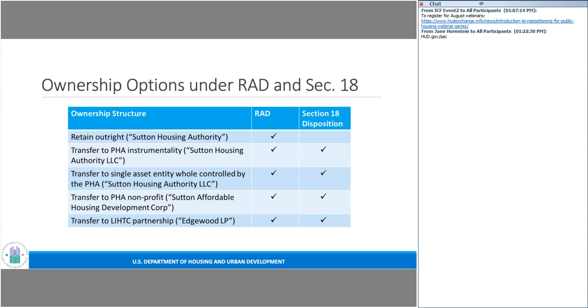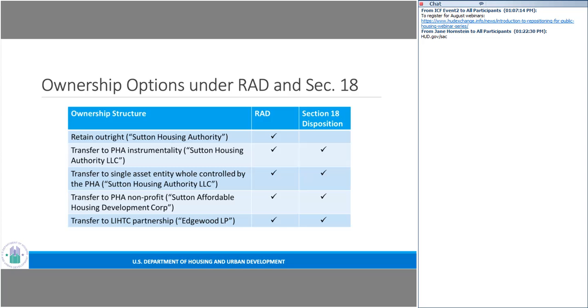So here's a little chart showing a few different options. The first option is retaining the property outright. So the Sutton Housing Authority, a made up fictional housing authority that probably does exist somewhere, through a RAD conversion, in a lot of cases, can continue to be the direct owner of the property. But Section 18 requires an actual sale, so what they call retention could not occur. However, all these other options are possible.